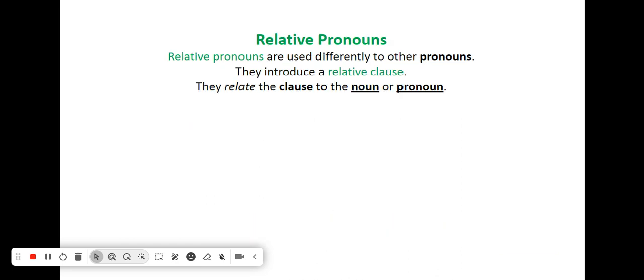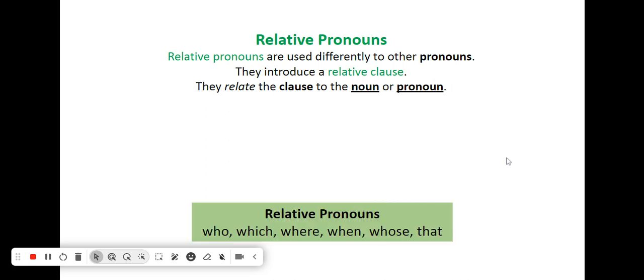So what are our relative pronouns? Relative pronouns introduce us into a relative clause. We start the relative clause with a relative pronoun, and the relative pronoun actually replaces the noun or the thing that we're talking about. So what are they? It's who, which, where, when, whose, and that.